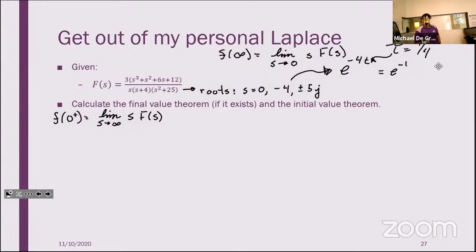So if the final value doesn't exist, then we're done, right? Check the roots. We see that we have a harmonic oscillator, and then we move on. So now we've got to do our initial value theorem, and this one gets kind of ugly. So I'm going to take the limit as s goes to infinity of s times F(s).